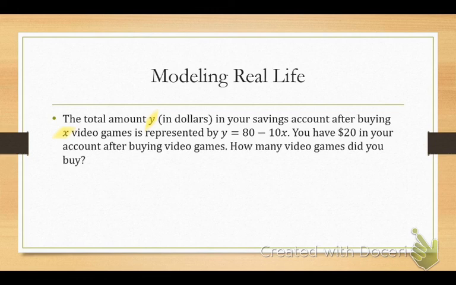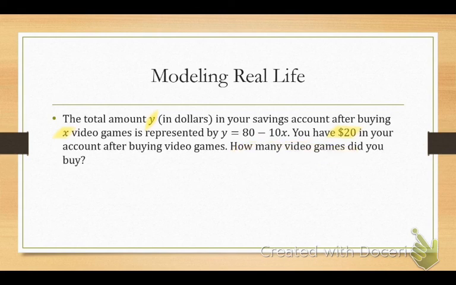You have $20 in your account after buying video games. How many video games did you buy? Okay, so this $20 value, I have to figure out, are they telling me that's how much in savings, meaning that's my y value, or are they telling me how many games I bought, which would be my x value? Which variable does 20 plug into? Look, $20 is my y value. It clearly says this is how much I have in my savings account after I buy the video games, and then it asks me how many video games, so that's what I'm solving for is x.